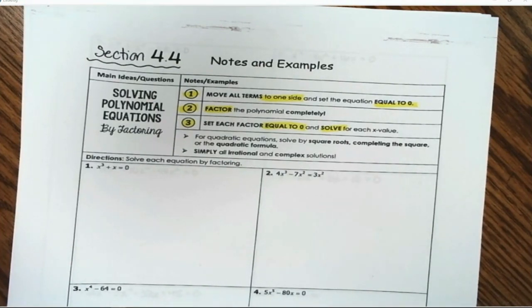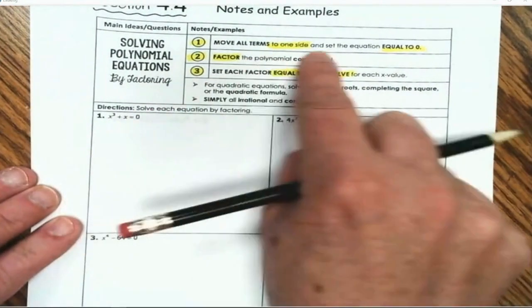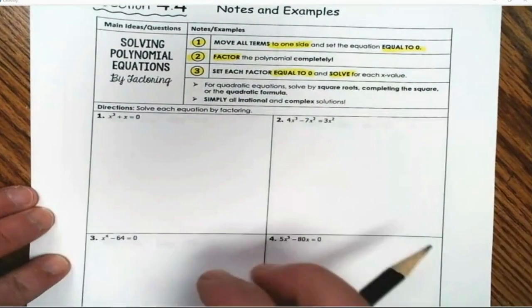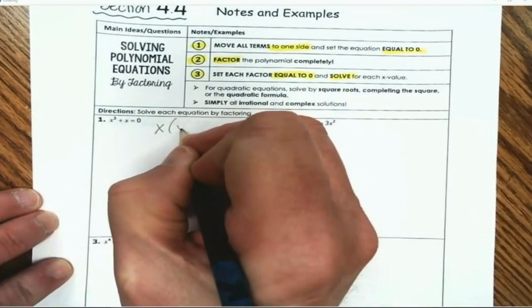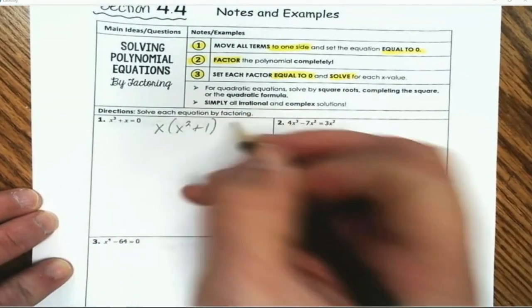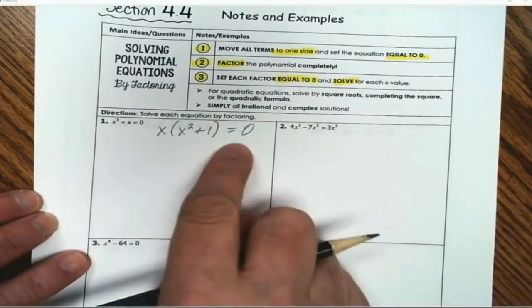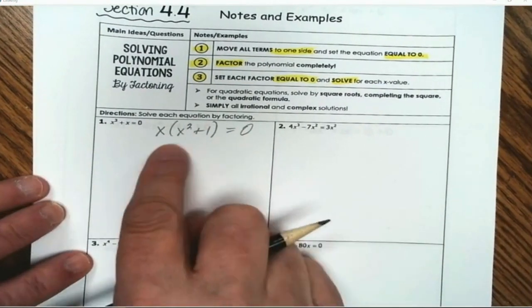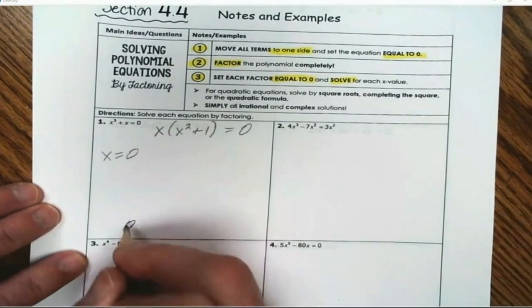All right, let's start with this first one right here. X to the 3rd plus x equals 0. All right, this is already done for us. Number 1, everything's on one side and it's equal to 0. Let's factor that. Well, that'll factor to x times x squared plus 1 equals 0. This is already factored as far as it can be factored. So let's set each term equal to 0. So x is one of our terms. There's one of our answers. One answer is 0.